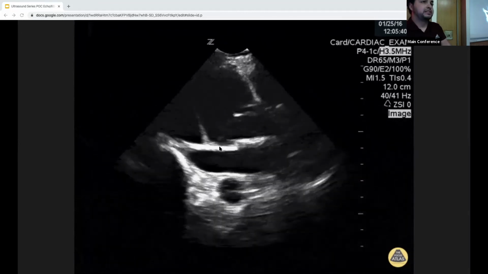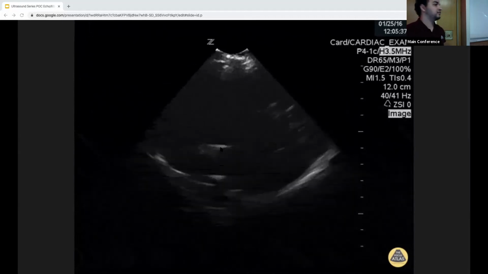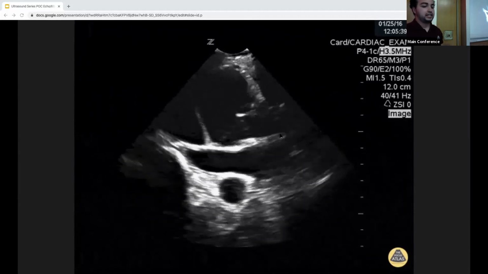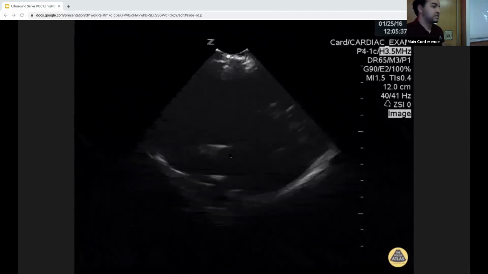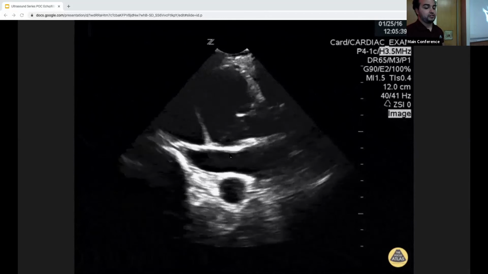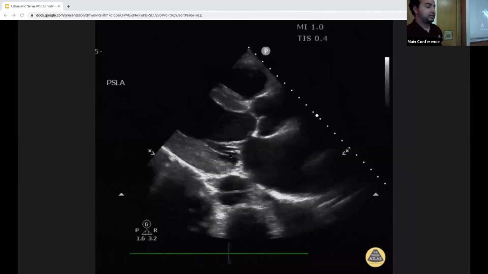Ultrasound isn't sensitive for dissections, meaning if you don't see it, don't stop your workup, still get the CTA. But if you do see it, it's highly specific. So if you see this, that means there is a dissection. You have your diagnosis. Get your consultant on board. Can anyone tell me where the pathology is in this image?